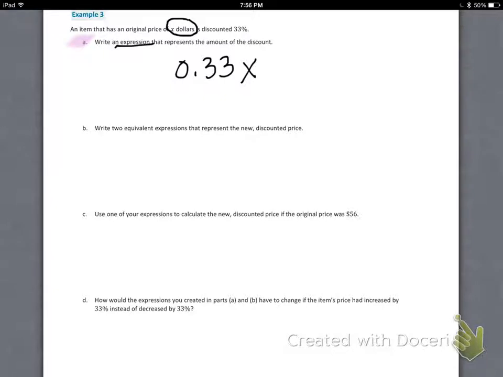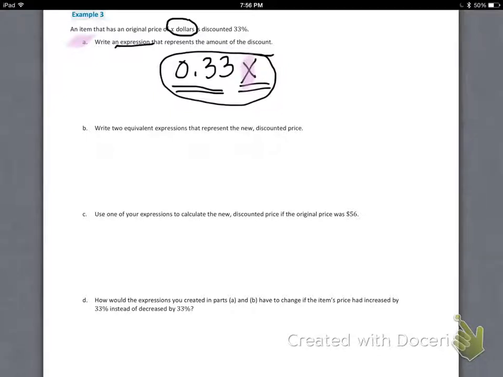Okay, so if you remember what we did prior to this, when we had X, we just went ahead and put our decimal equivalent of 33%, and we put it in front of the term X. So this is going to represent the amount of the discount. Now I can plug in a number. If I have an original price, I can plug that in for X, and I can calculate what a 33% discount would be for any original price I want to throw in there.